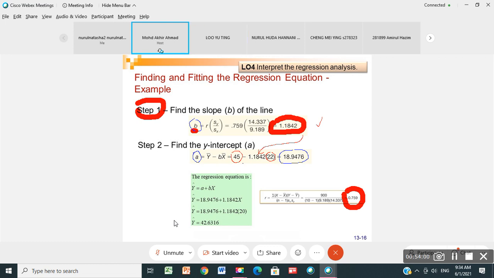Okay, now we have this formula: Y equal A plus BX. Then we just fill in the A value, 18.94. Just now we get the result from here. Then the B value, 1.182. So this one we get from where? We get from here.